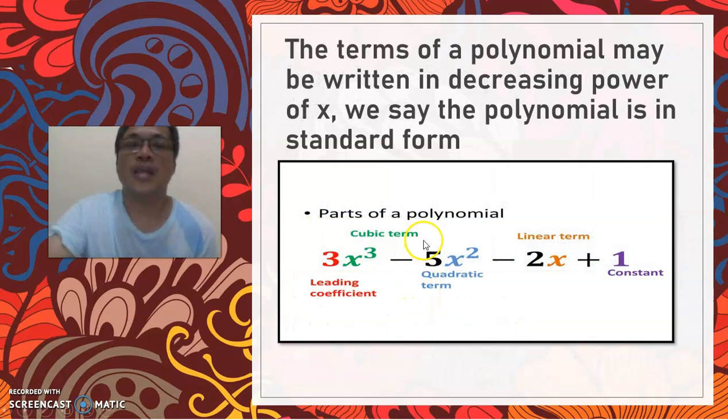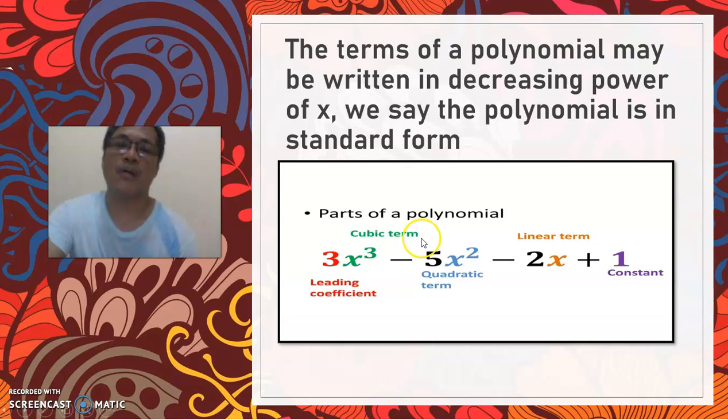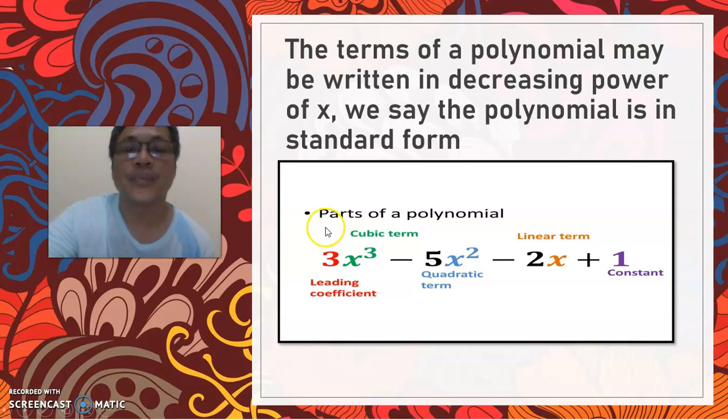The terms of a polynomial may be written in decreasing powers of x. We say the polynomial is in standard form. So a polynomial function can be written in standard form. So let us now find or identify the parts of a polynomial function.